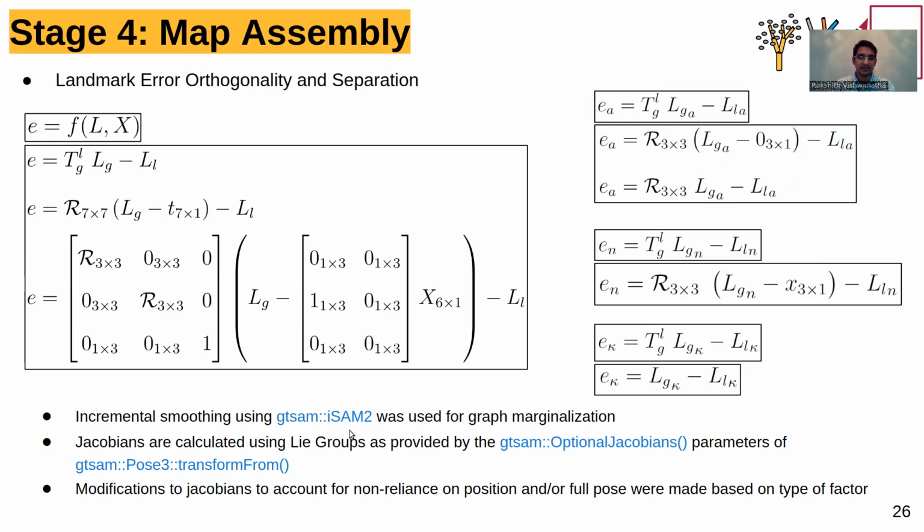ISAM2, the incremental smoothing graph, was used because it's not a batch optimization that needs to be performed. Instead, every time we get a new reading of a branch, the graph needs to be able to account for that new reading and then re-optimize based on this new reading that's obtained. So ISAM2 was used, and then the inbuilt Jacobian calculator was used from the post-3 GTSAM library.